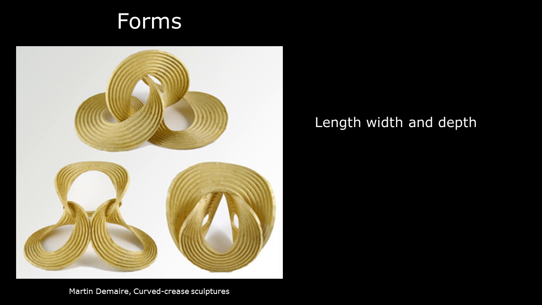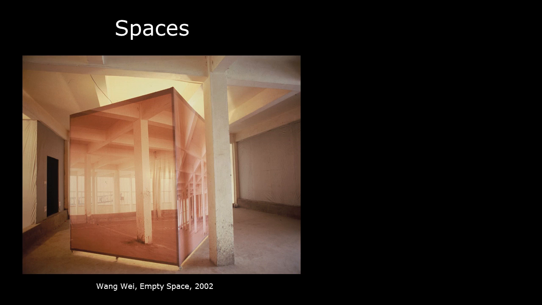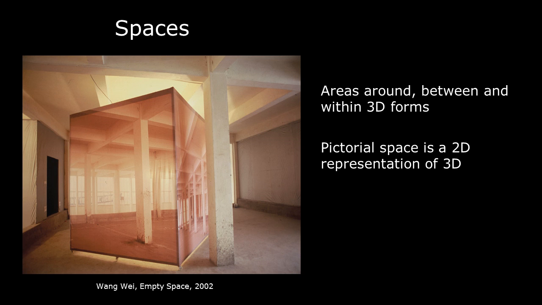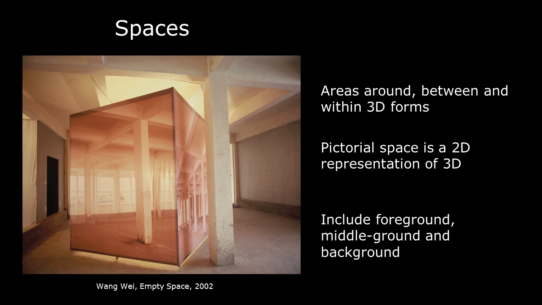Forms have 3 dimensions: length, width, and depth. They include objects such as sculptures and architecture. Spaces are the areas around, between, or within 3-dimensional forms. Pictorial spaces are 2-dimensional representations of 3-dimensional spaces that include foreground, middle ground, and background areas.